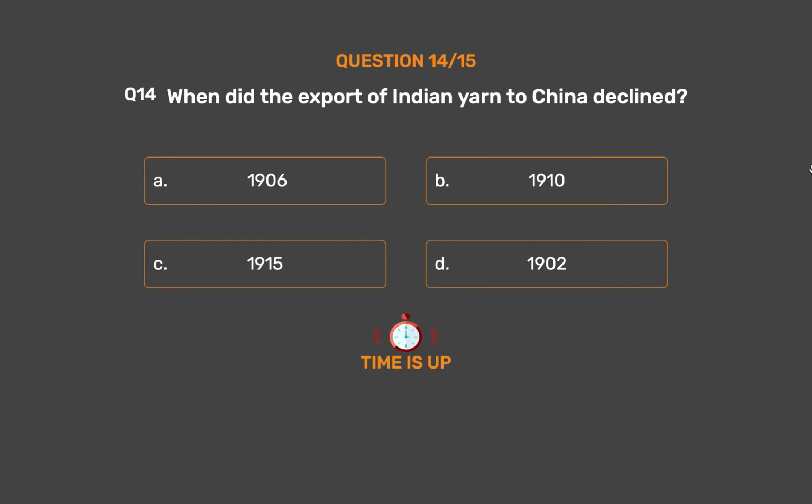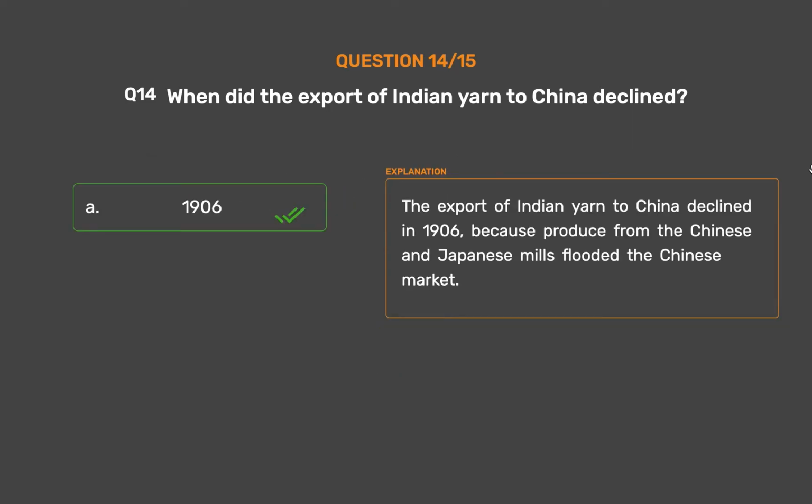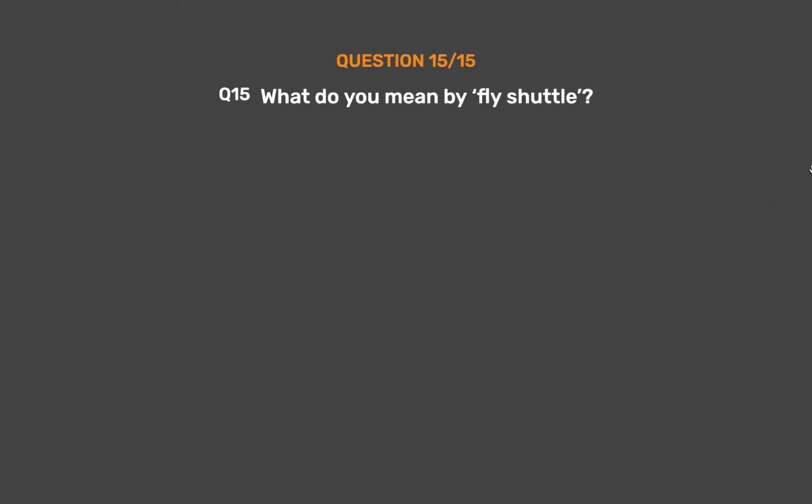The correct answer is option A, 1906. The export of Indian yarn to China declined in 1906 because produce from the Chinese and Japanese mills flooded the Chinese market.